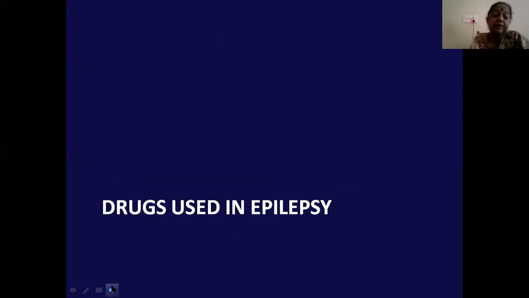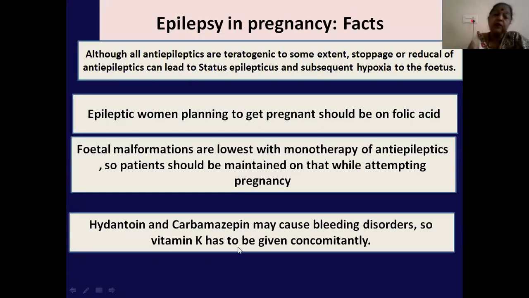Now, about epilepsy, which is very important: epilepsy in pregnancy, what are the facts? Although all anti-epileptics are teratogenic to some extent, stoppage or reduction of these anti-epileptics can lead to status epilepticus and subsequent hypoxia to the fetus. An epileptic woman who is planning to get pregnant should always be on a higher level of folic acid. If you are giving 400 micrograms for every patient, this patient may need 5 milligrams. Fetal malformations are lowest with monotherapy of anti-epileptics, so patients should be maintained on that while attempting pregnancy.